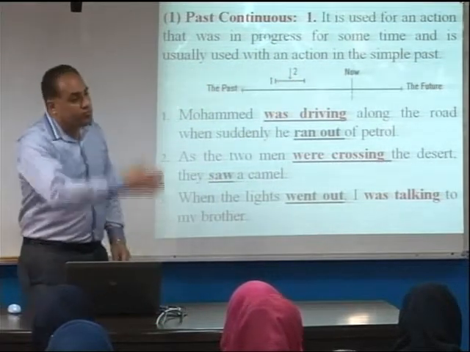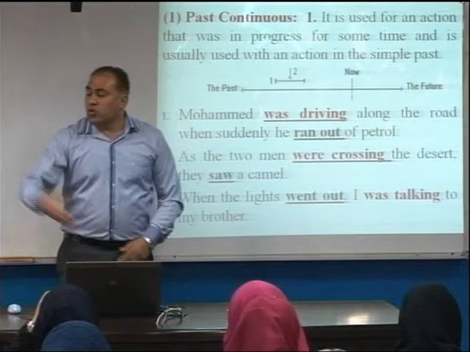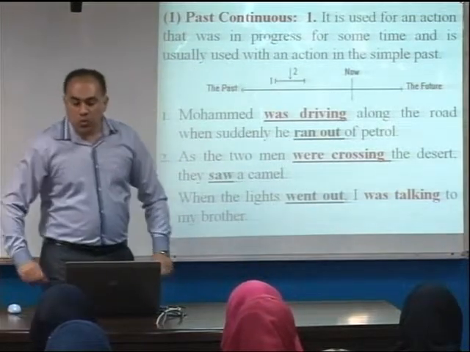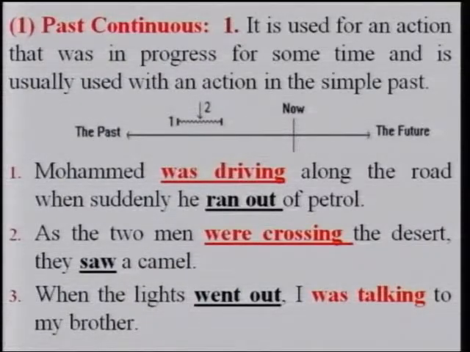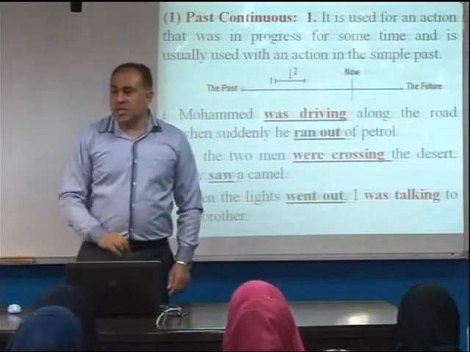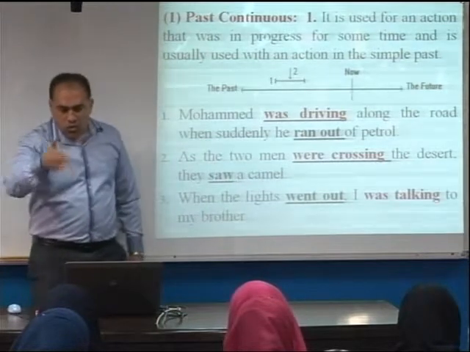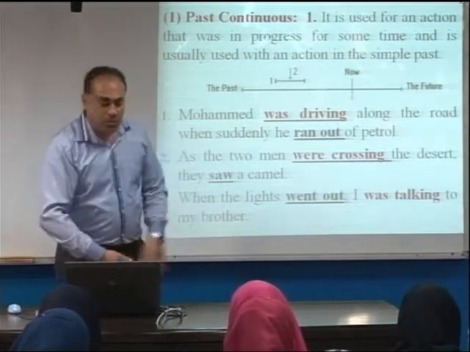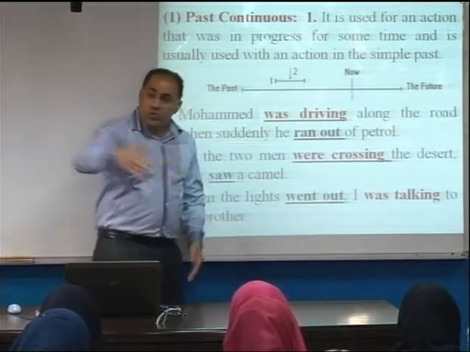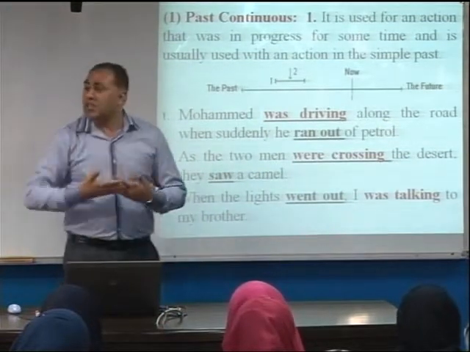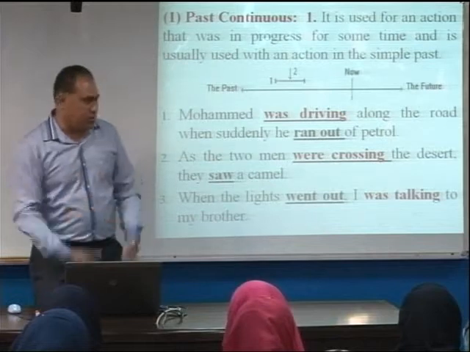He was driving for some time along the road in the past. And the second example, as the two men were crossing, it's not just crossing once, it is a time that was going on for some time. So the scene happens once, whereas the going or the crossing was going on for some time. Notice that interaction between the past simple tense and the past continuous. There is interaction, so they go along together.